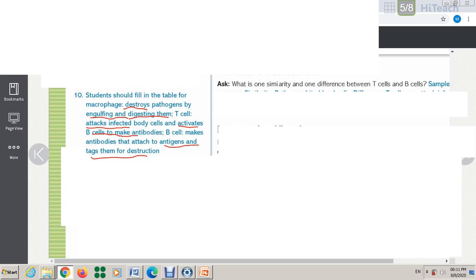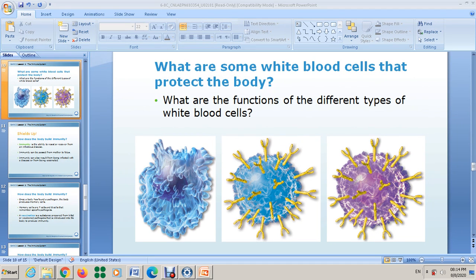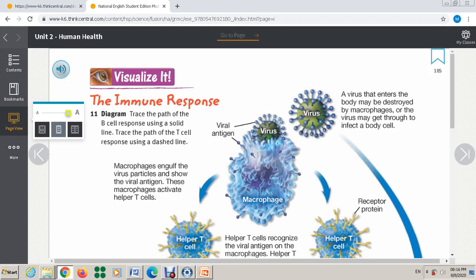Now, to understand more and to make a review, I want you to open your book to page 105. Look here at this diagram on page 105. We want to trace the path of the B cell response using a solid line, and trace the path of the T cell response using a dashed line. We want to look at each one of them. Look at this one first.